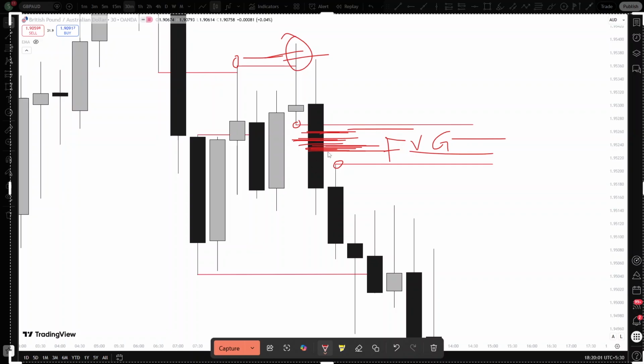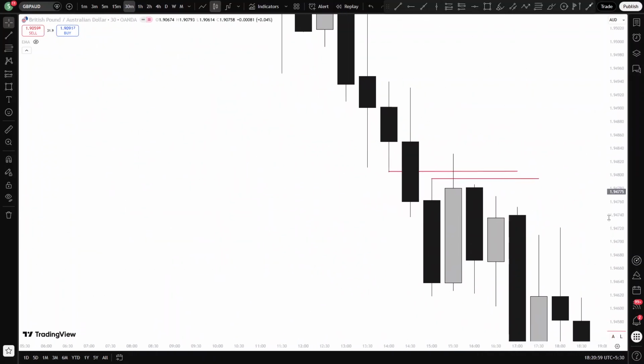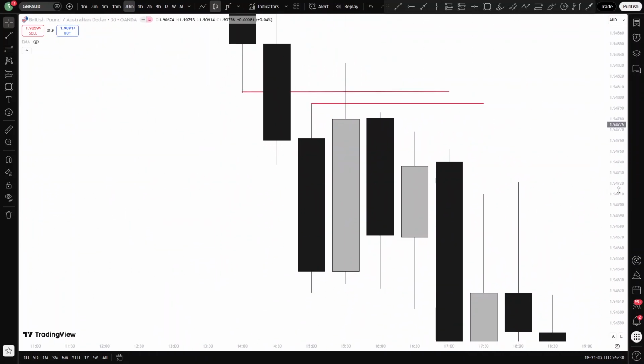So after having something like this, we already know to say, okay, for the market to give us this, it means a lot of sellers have entered the market. So let's go to the next fair value gap. This is the next fair value gap which we had.